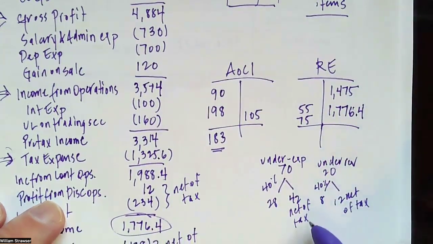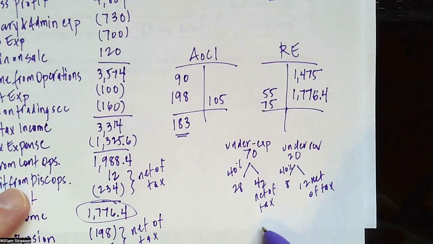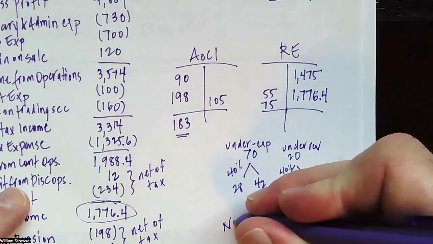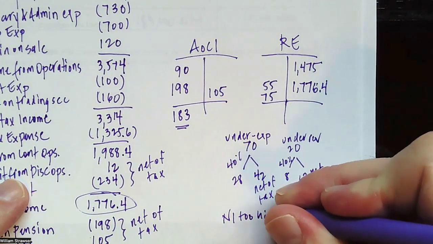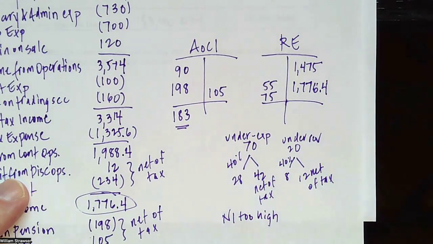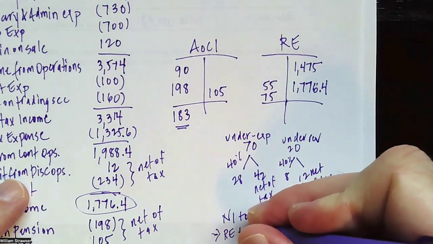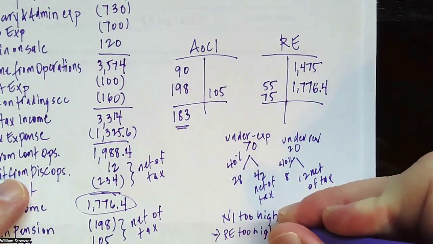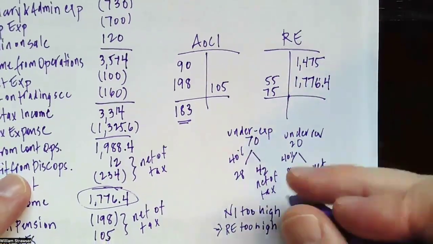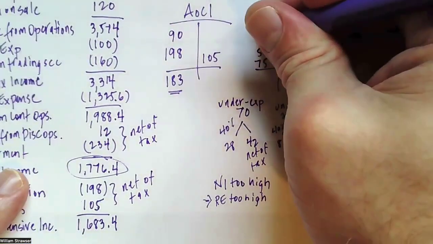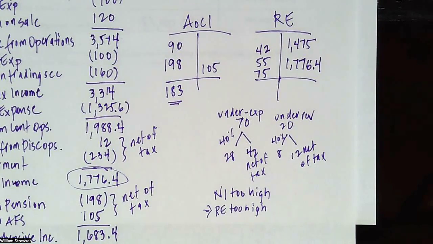So if I underreported expense, then that means that my net income was too high because my expenses were too low, which means my retained earnings is too high, which means that I need to reduce retained earnings by 42 in this period. So I'm going to stick it over there on the debit side and reduce it.